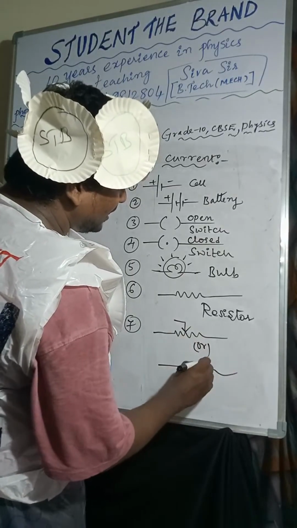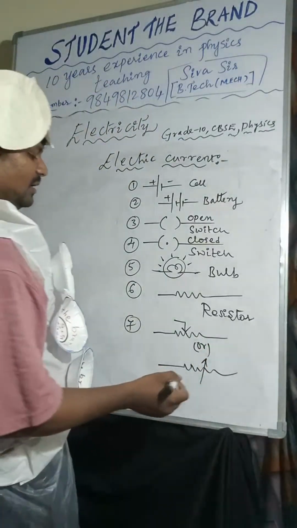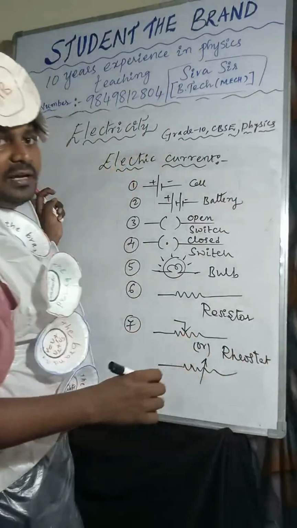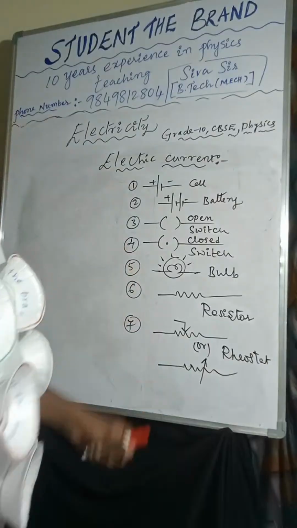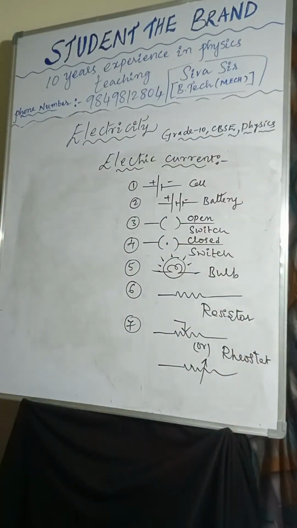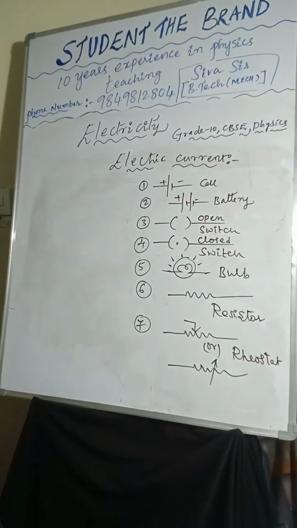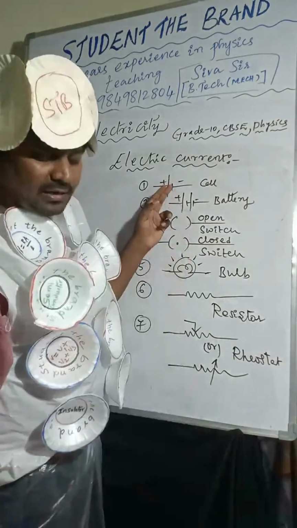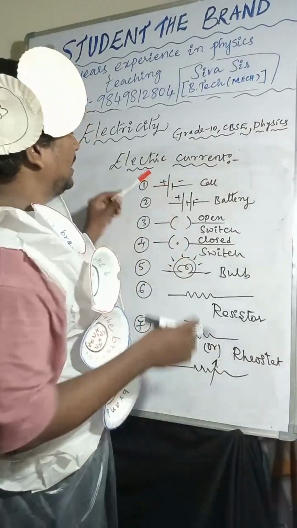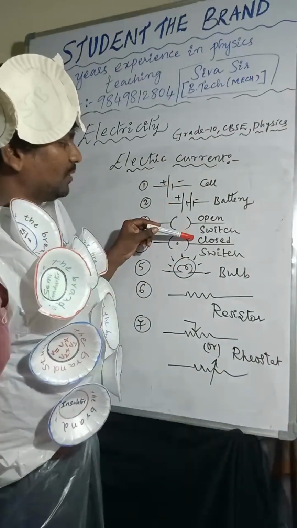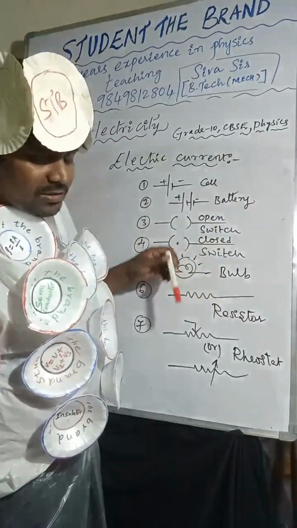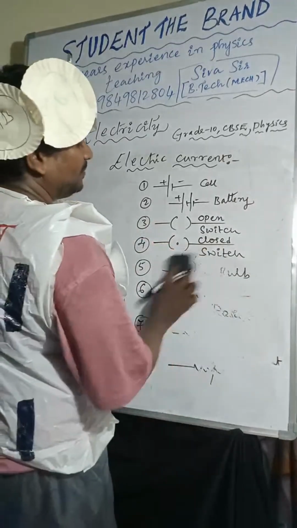Here we can draw like this also, and we can draw like this also. Anything, rheostat. I hope it is very clear. Once again, you can check once here: cell, battery, open switch, close switch, bulb, resistor, and rheostat. Next one we'll discuss is the ammeter.